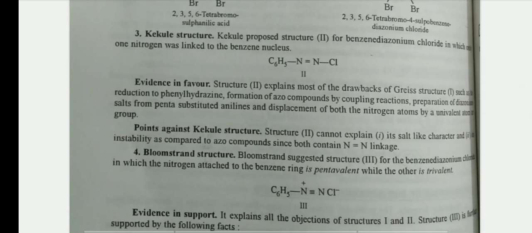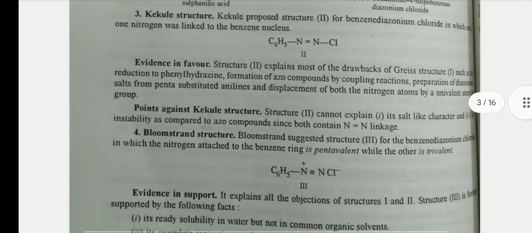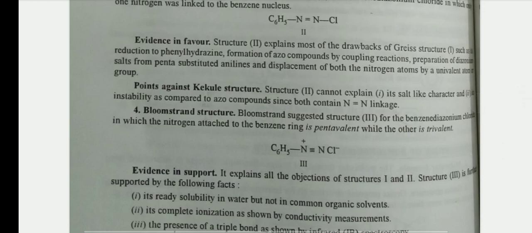Kekulé structure. Kekulé proposed a structure for benzene diazonium chloride in which one nitrogen was linked to the benzene nucleus: C6H5-N=N-Cl. Evidence in favor: this structure explains most of the drawbacks of Griess's structure, such as the reduction to phenyl hydrazine, formation of azo compounds by coupling reaction, preparation of diazonium salt from penta-substituted anilines, and displacement of both the nitrogen atoms by a univalent atom or group.